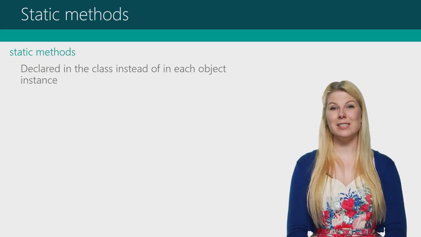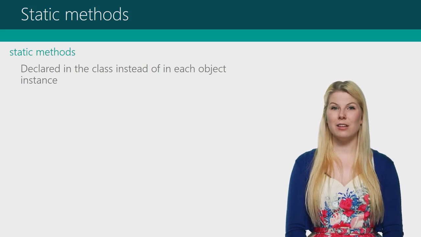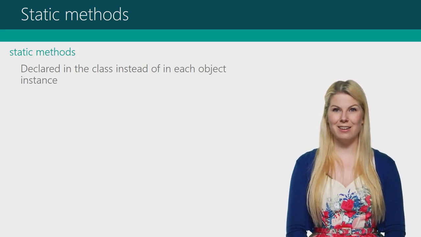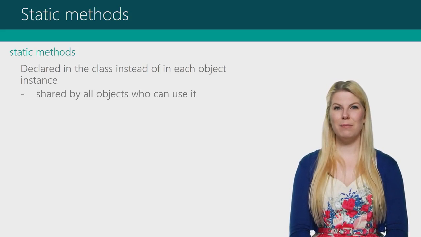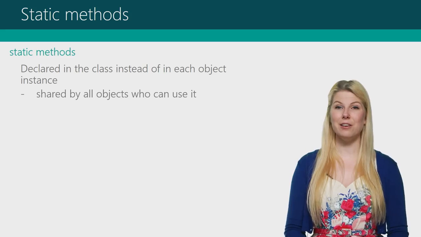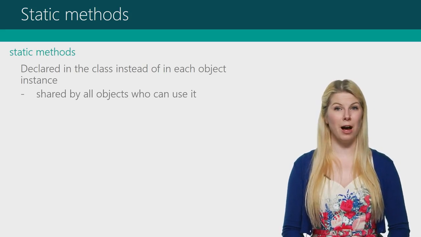You can also have static methods. And again, they're declared in the class and not used in the individual objects. All the objects can see it and they can use it, but they don't have their own copy of it.